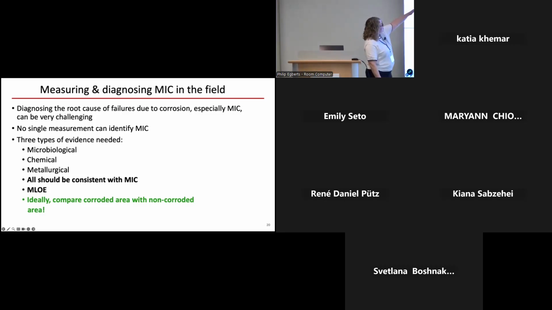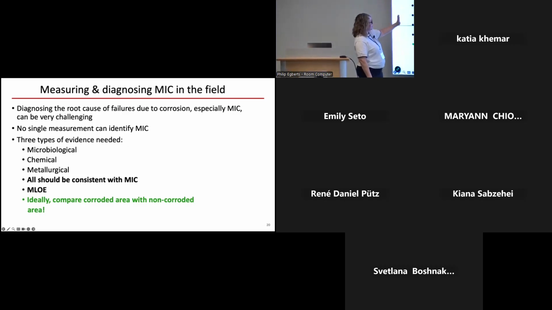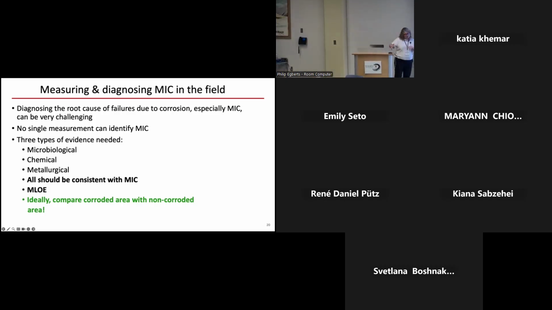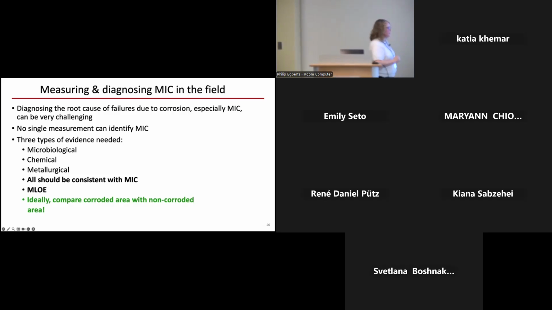So we need microbiological evidence, chemical evidence, metallurgical evidence, and you have to put the evidence together in order to maybe come to the conclusion that microbes may have contributed to a specific failure. So multiple lines of evidence is pretty important. And ideally, if you're able to get an uncorroded sample or a sample from an uncorroded area versus a corroded area, that is definitely ideal.